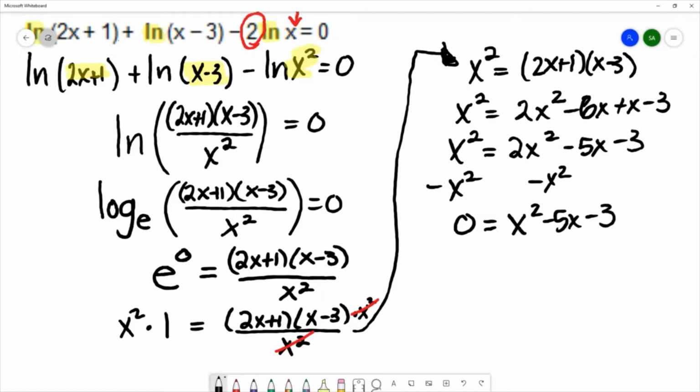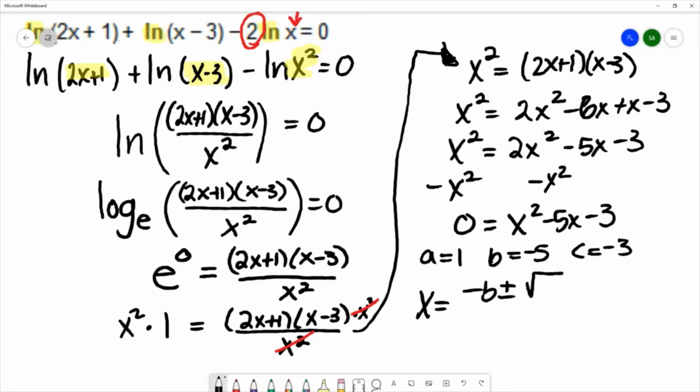And as I look at this, I don't think it will factor. So I can solve this using the quadratic formula. I'll let a equal 1, b equal negative 5, and c equal negative 3. Let me write the quadratic formula out for you first. The quadratic formula is negative b plus or minus the square root of b squared minus 4ac all over 2a.